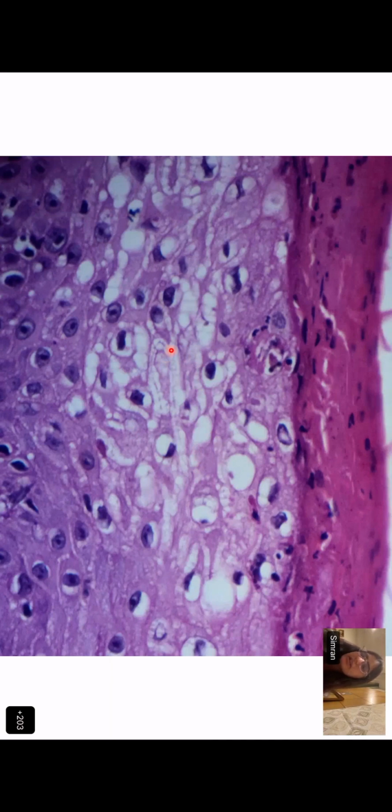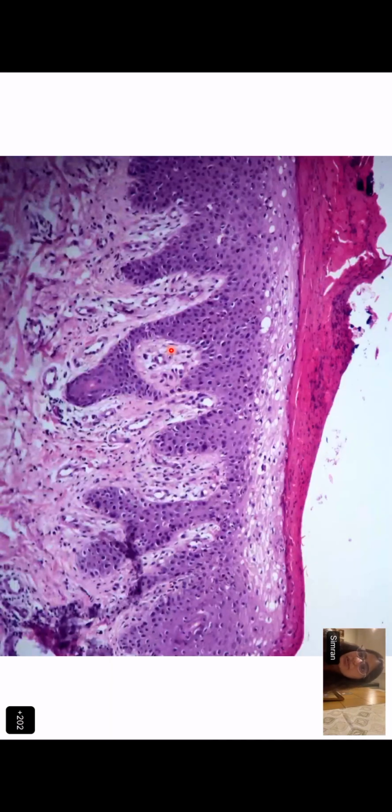And in the previous slide, sir, if you can go to the previous slide, we can see that in the superficial dermis, there is mononuclear inflammation around the vessels, mostly of lymphocytes, and also some neutrophils. So, sir, this may be a case of herpetic dermatitis.